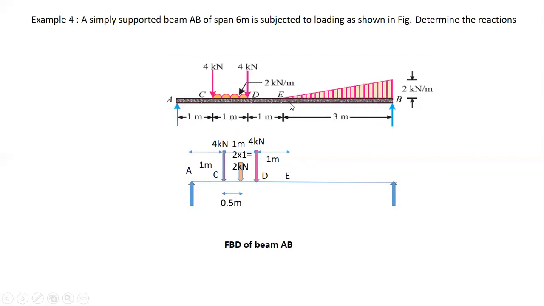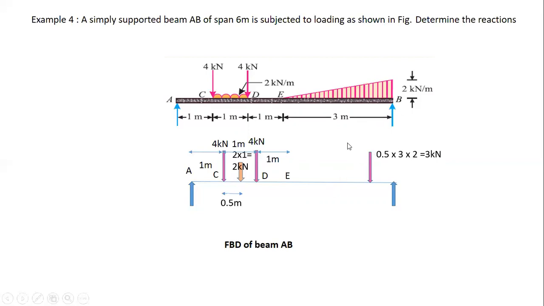Next, we have to convert this UVL, which is in the form of a triangular load, into an equivalent point load. In order to convert the triangular load into a point load, we have to find the area of the triangle. The area of the triangle is half into base into height. The base is 3 meter, the height is 2 kilonewton, right? So the equivalent point load will be 0.5 into 3 into 2, which is equal to 3 kilonewton.